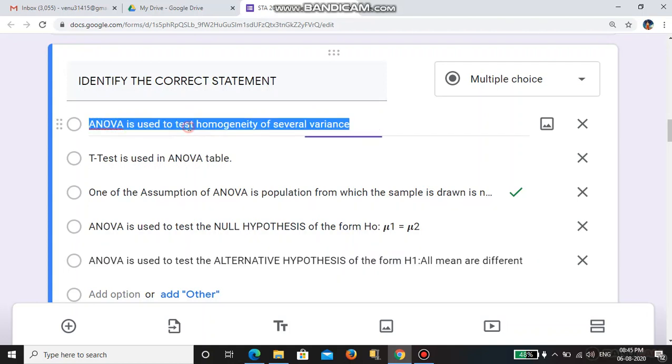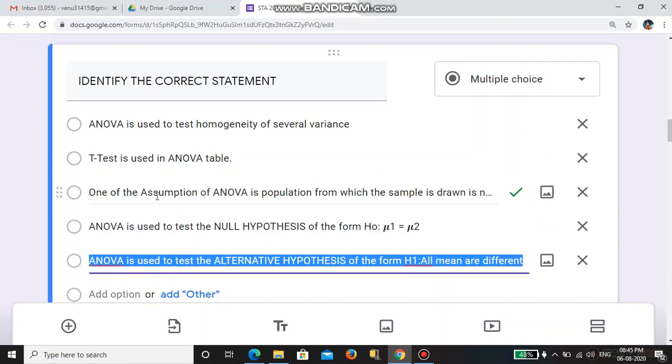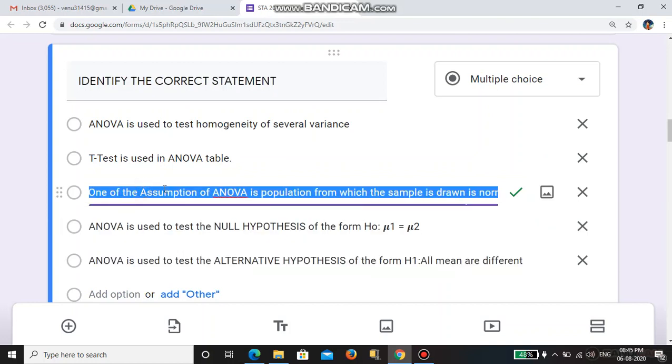The first one is false, the second one is false, the fourth one is false, the fifth is false. So this is true. So the answer is this one.